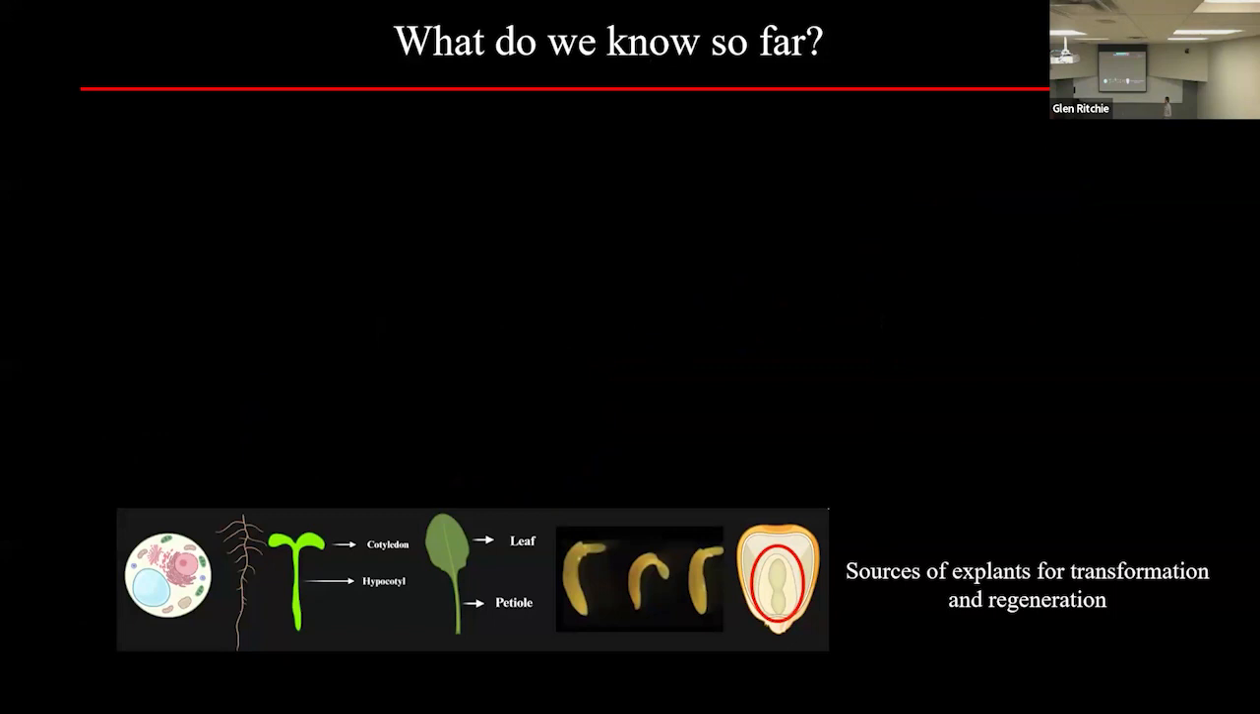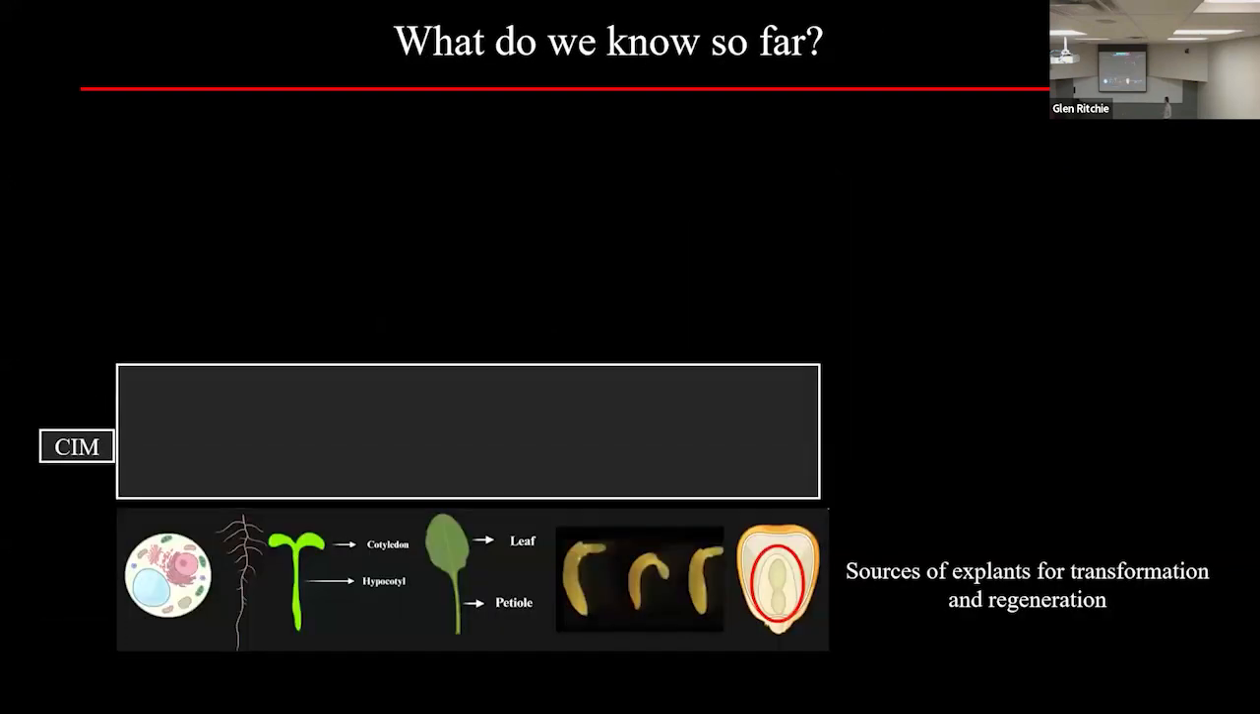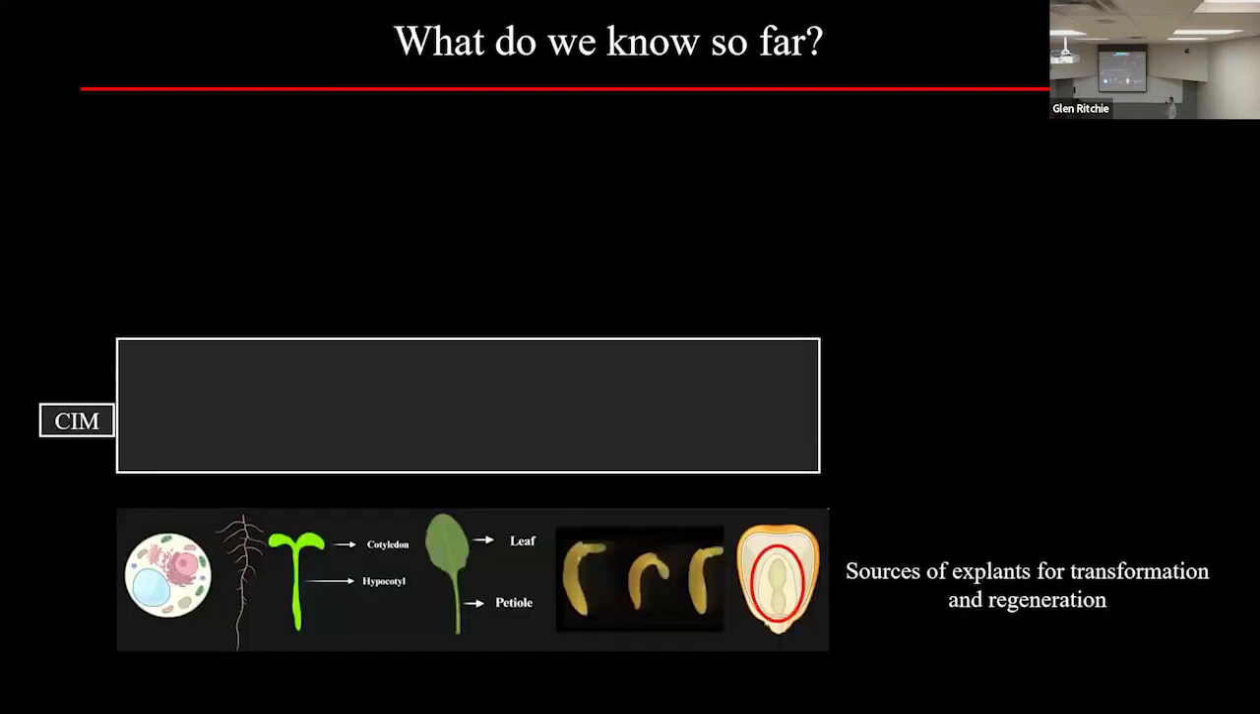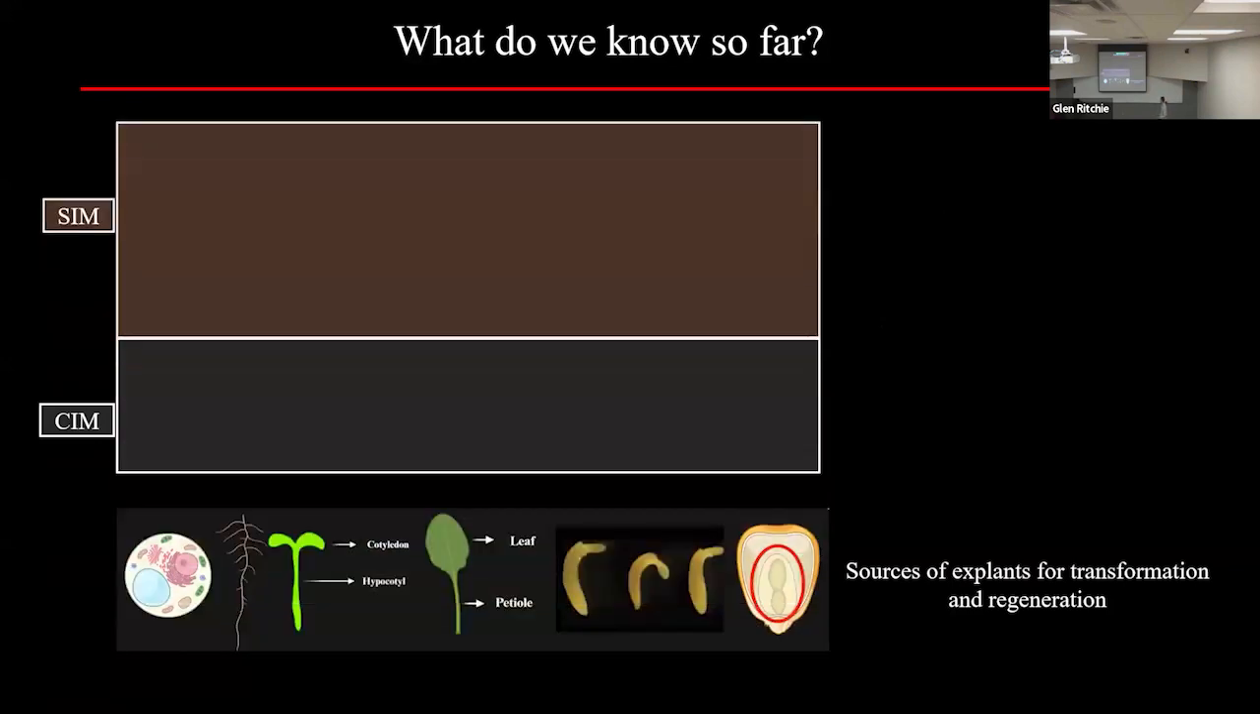So what do we know so far? What we know so far is we can take any type of explant and regenerate it into an entire plant. Sources of explant for transformation and regeneration can be anything: protoplast, root, hypocotyl, cotyledon, leaf, petiole, embryos, and any other kind of explant we can take. After we do the transformation, we transfer them to a callus induction media for the differentiation of the cells, and then we transfer those calluses into the shoot induction media for the regeneration of the shoots.